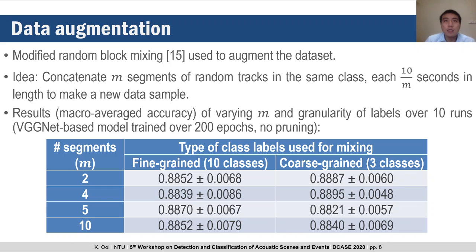A cursory glance at the results table here in the slide actually shows that there is almost no difference in mean macro averaged accuracy for any of the tested schemes. And we confirmed this with a Friedman test on both M and the granularity as factors. As a result, we just decided to use M equals 10 and mix by coarse-grained labels to maximize the variance of the augmented data samples over time.